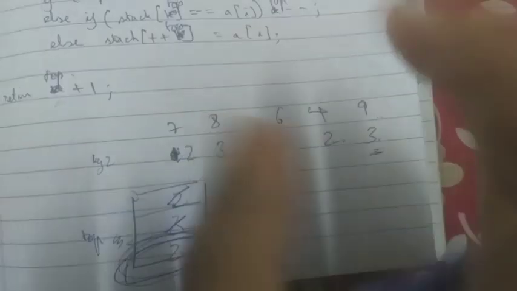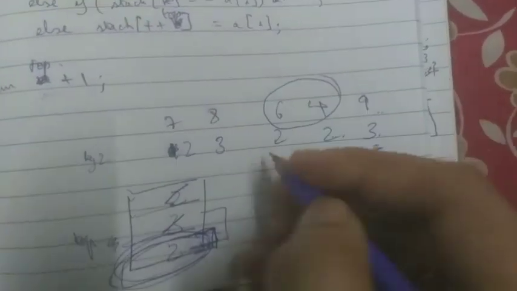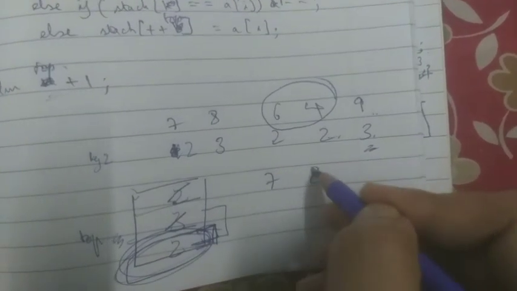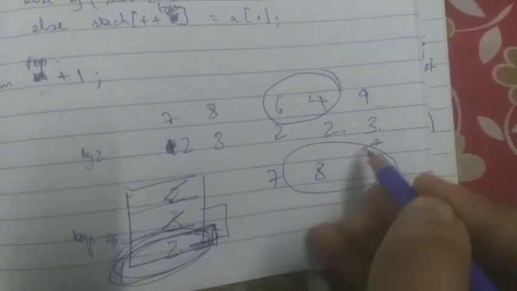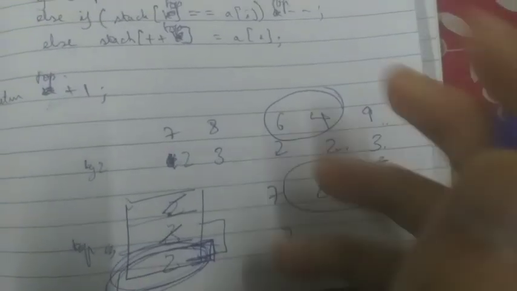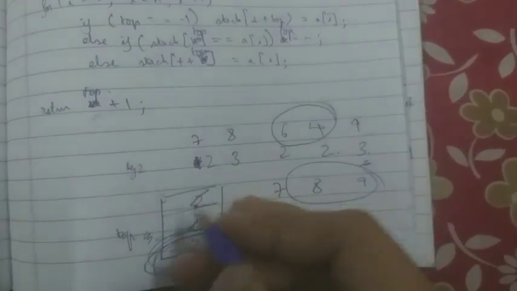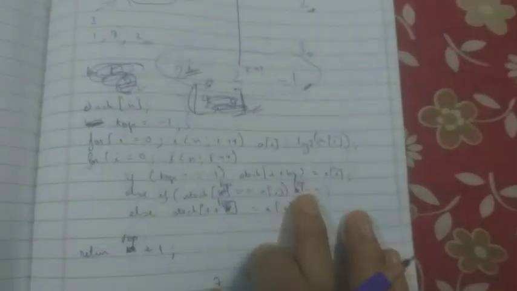Now let me tell you how. See, 6 and 4 we can delete, so the new array becomes 7, 8, 9, and then we can delete 8 and 9, so the new array becomes 7. You get it? This is the use of stack. This is the basic code. So these are the 3 problems.